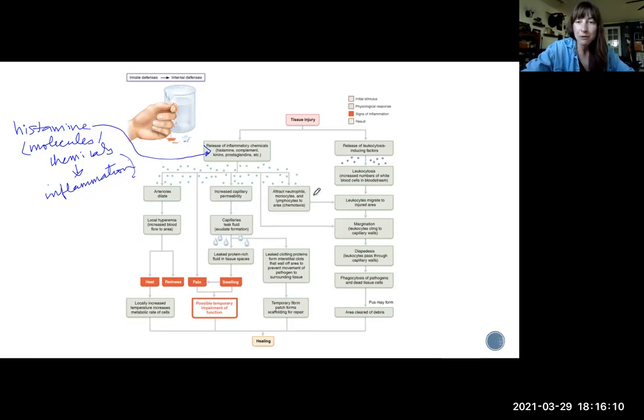And the chemicals will also attract other immune cells like your neutrophils, your monocytes, lymphocytes. We call this process chemotaxis. You can just refer to this literally as attracting immune cells more generally.